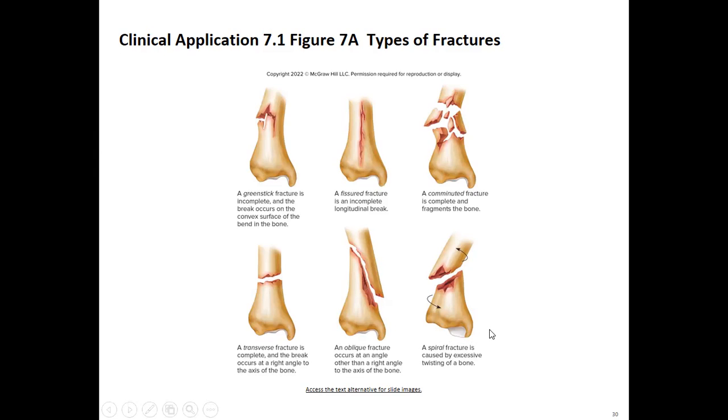Then you have your spiral fracture. This is occurring because of some excessive twisting of the bone. It could be that a person planted their feet and spun around, and if there was some kind of weakness in the bone already, then that bone can spiral and fracture. Or if someone was yanking a child or twisting an arm, literally, or something like that, that can cause this spiral fracture in the bone.